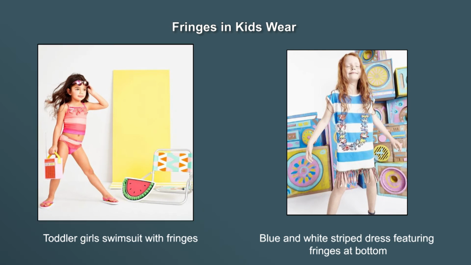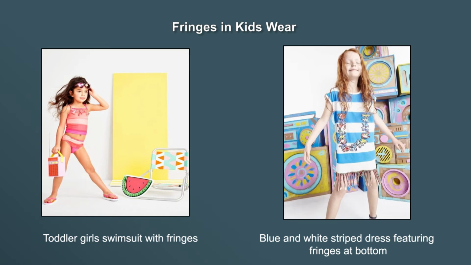On the left is a toddler girl's fashion kids swimsuit with fringes. On the right is a blue and white striped dress featuring fringes at the bottom.